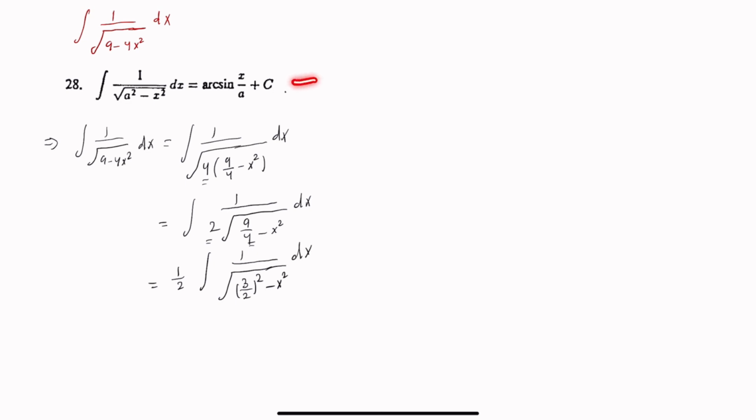Now to use number 28, first I have to figure out what is x and what is a. So notice here that a is just 3 over 2, and x is the same. So a is 3 over 2, and x is the same.